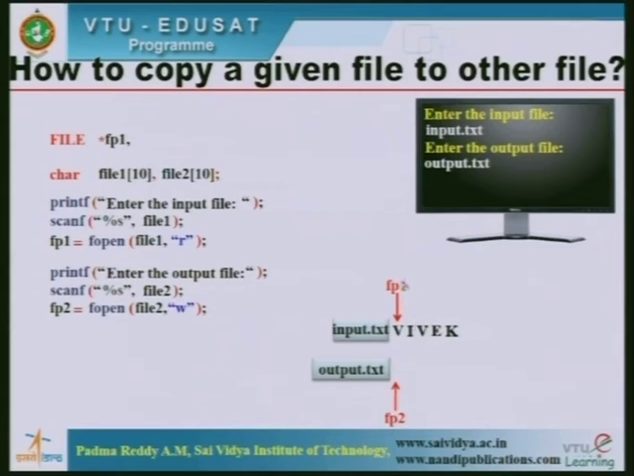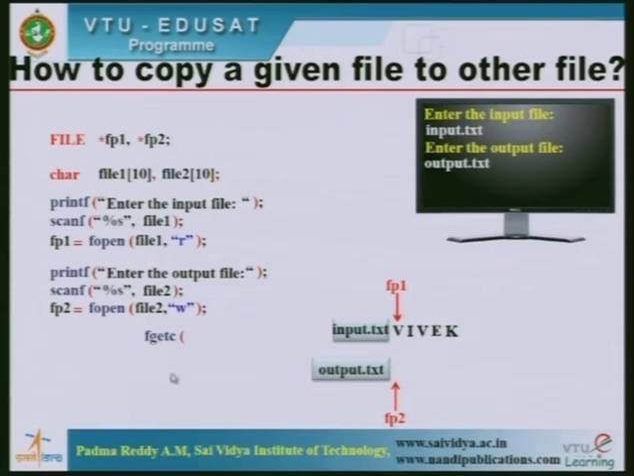Input file pointer fp1 points to the beginning of the input file, and fp2, the output file pointer, will point to the beginning of the output file named output.txt. Now how many files are opened? Two files are opened. The first file is opened in which mode? Read mode. The second file is opened in which mode? Write mode. So let us declare fp2 as a pointer.